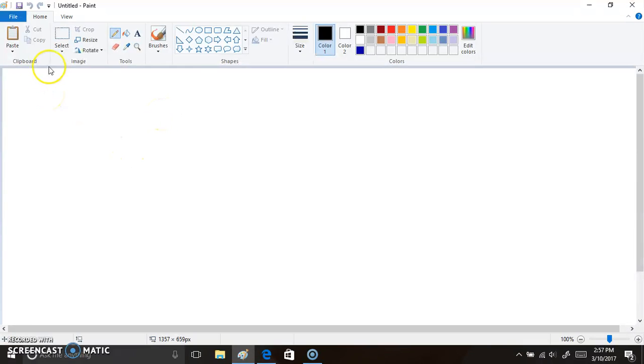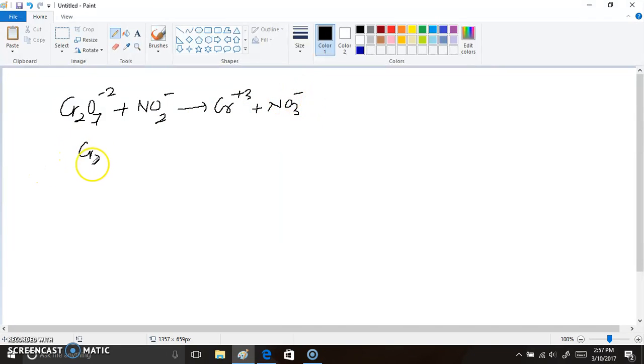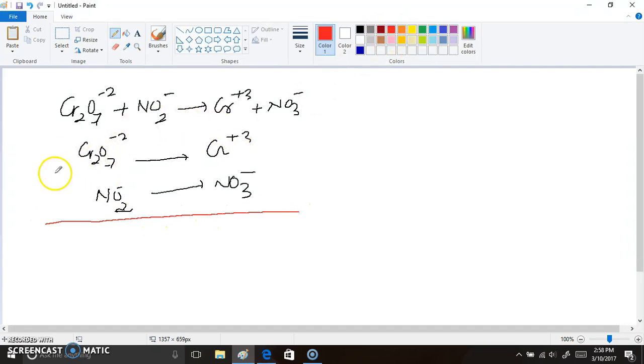One more equation I am giving you. Cr2O7 2- plus NO2 minus gives rise to Cr3+ plus NO3 minus. Simply write down Cr2O7 2- gives rise to Cr3+. NO2 minus gives rise to NO3 minus. Okay. Now just check what the oxidation state is here.